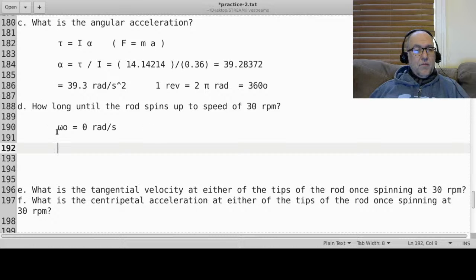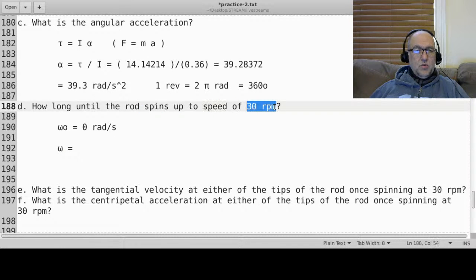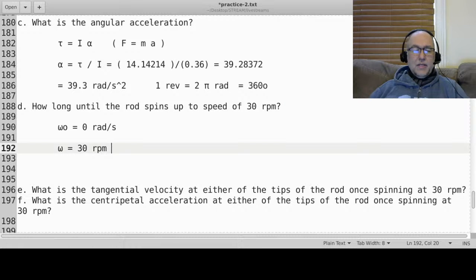After some time, it reaches an angular velocity of, or spins up to, 30 revolutions per minute. And that's not in radians per second. We need this in radians per second. So RPM is the way you'll see it written. If you ever look at anything that's spinning, it's always written RPM. But think of it as revolutions per minute, as that kind of a ratio.